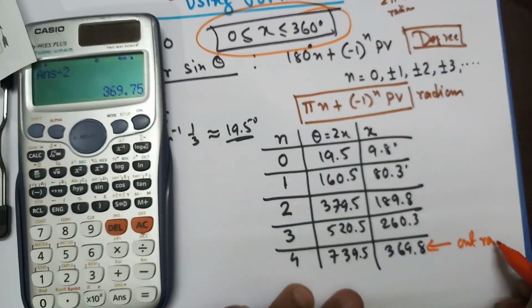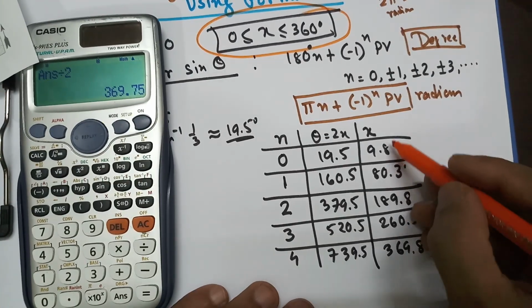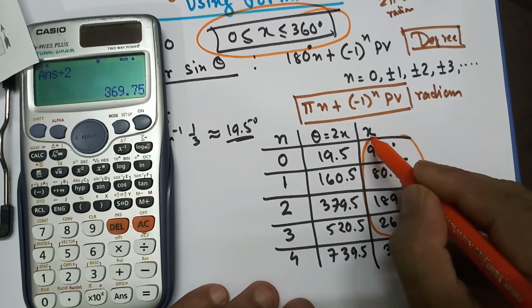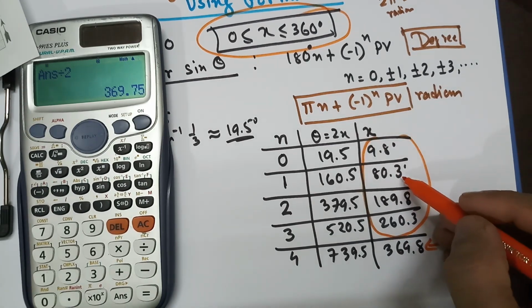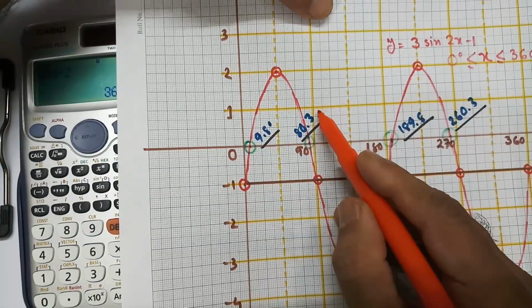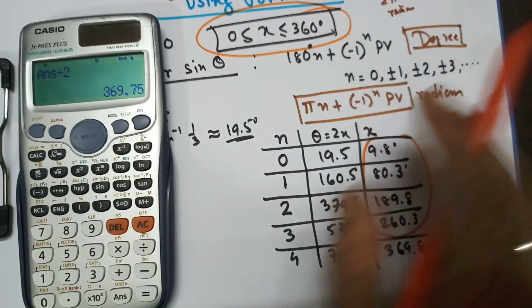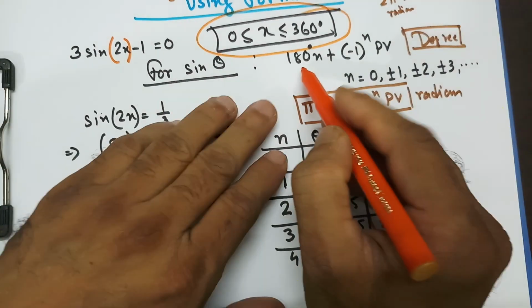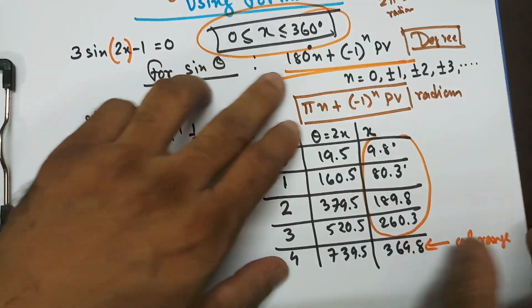Now, looking at my range of values of x, the given domain, this is out of range, so I'm not supposed to take this value. I'm going to take these 4 values. Okay, that's x: 9.8, 80.3, 189.8, and 260.3.